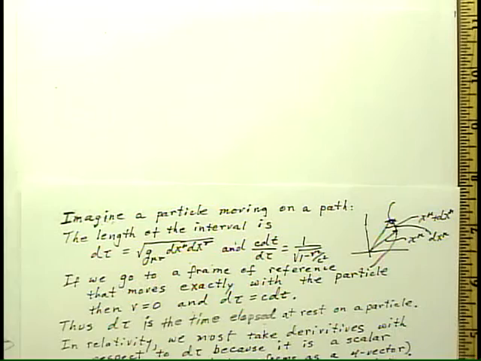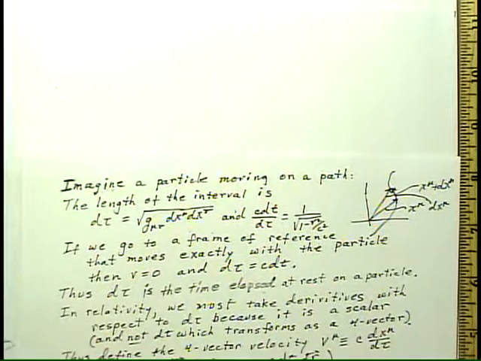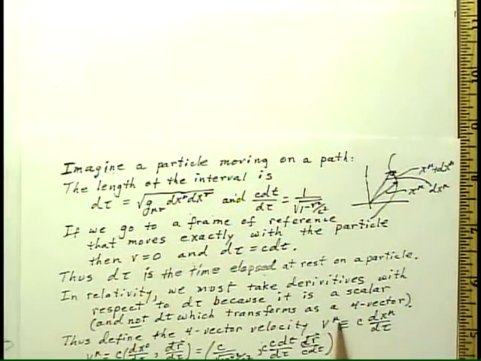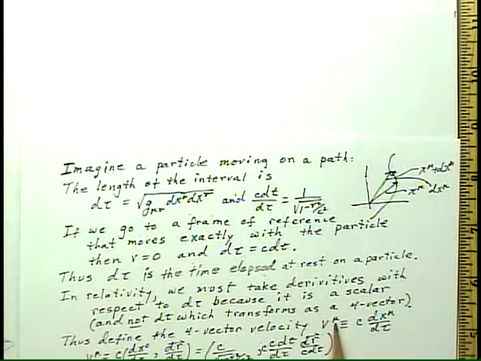In relativity, we must take derivatives with respect to d tau because it's a scalar, and not with respect to dt, which transforms as part of a 4-vector. Therefore, we now want to define the 4-vector velocity, v mu. That means there are 4 components, mu equal to 0, 1, 2, 3, defined as c times dx mu over d tau. Each of those changes is divided by d tau, the time interval on an invariant clock that sits on that particle. We put this constant c out front because you'll recall that dx and d tau have the same units, which are meters.